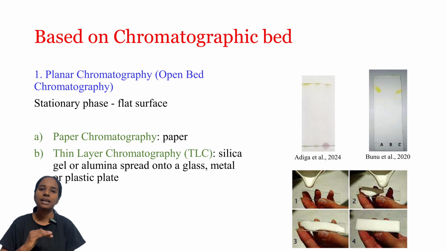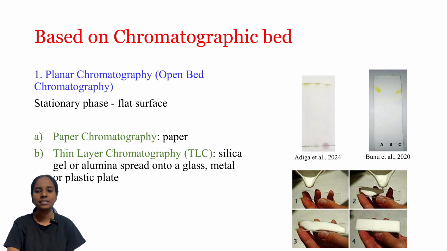Here the flat surface or the stationary phase is exposed to the atmosphere directly, so it is also known as open bed chromatography. Planar chromatography is of two types, that is paper chromatography and thin layer chromatography. In paper chromatography, the stationary phase is a paper, whereas in thin layer chromatography, the stationary phase is a thin layer of silica gel or alumina that is spread onto a glass plate, plastic plate or a metal plate.